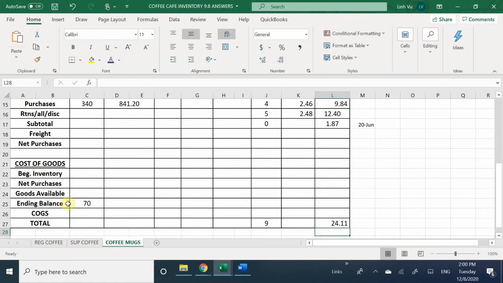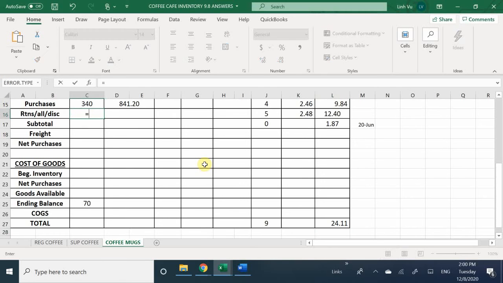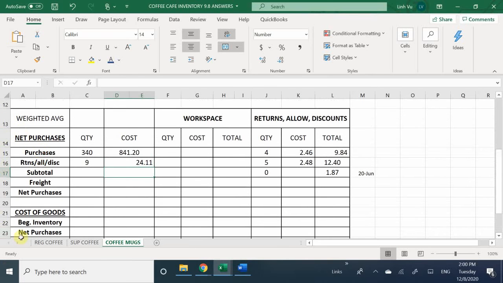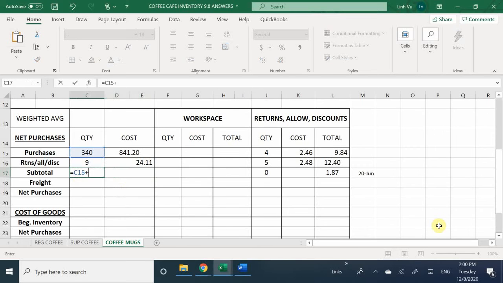Okay, so I'm going to copy that over here. My total number returned is 9, and the cost of that is the $24.11. All right, so let's find our subtotal. My subtotal here is going to be this minus this.